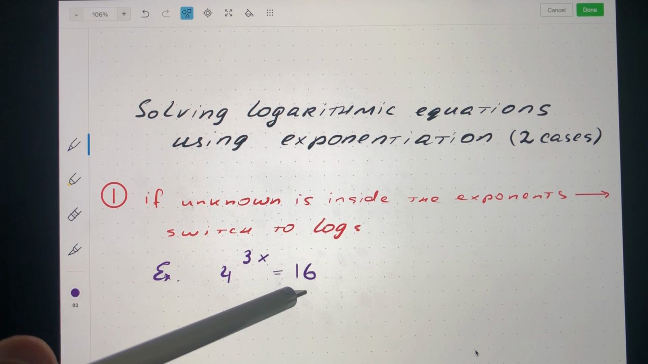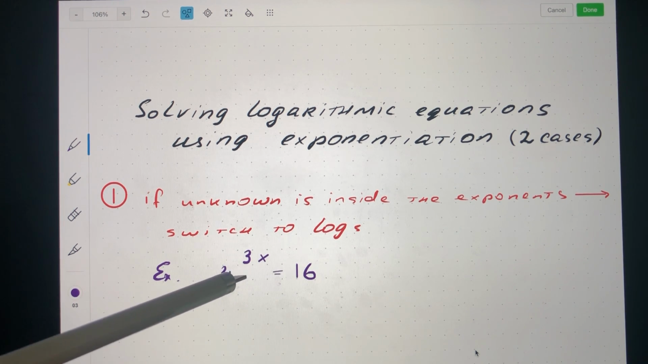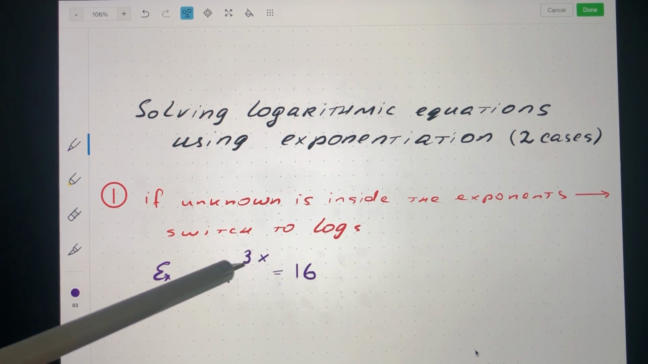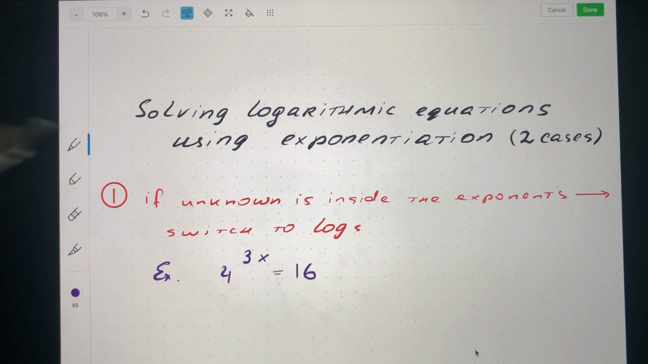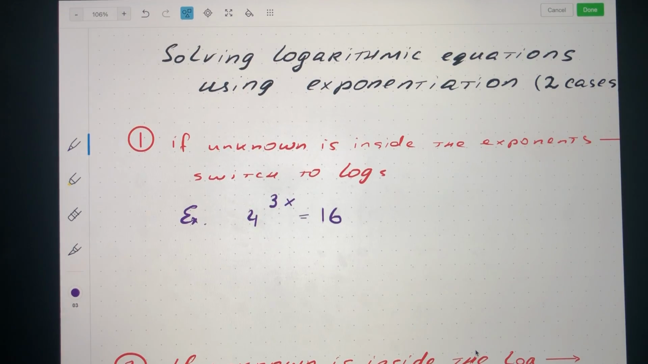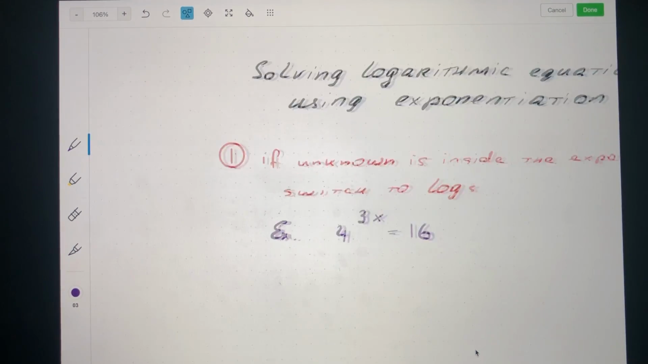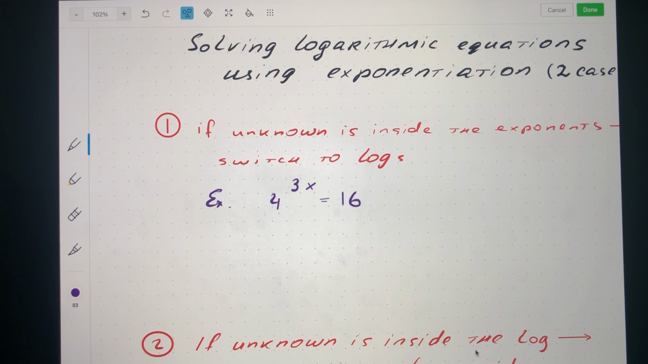So just as before, if we have one unknown in the power, in the exponent, then we undo that exponent by using logarithms. So let's go to logarithms. The base of the logarithm is going to be the same for both, and the input and the output switch places. Now we have log base 4 of 16, and we can find out what that is by using the calculator.